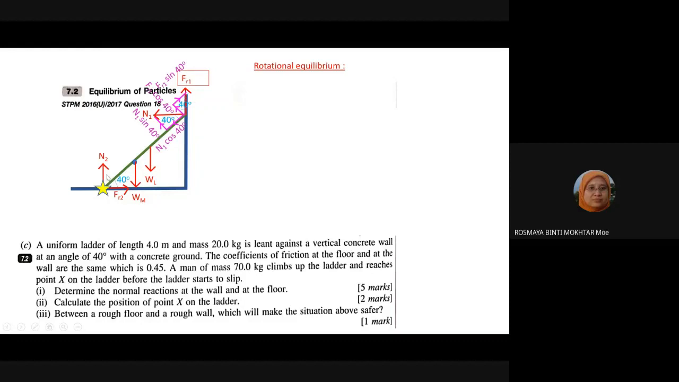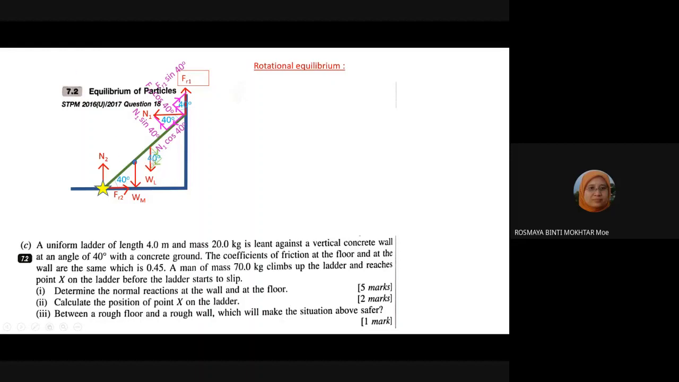So we do the same for the weights. For weight, the direction is this way because weight is downward. So this is the triangle to resolve the weight component of the weight of the ladder, WL. So the angle is 40 degrees here.